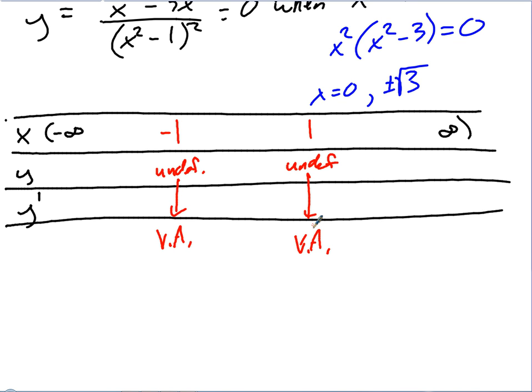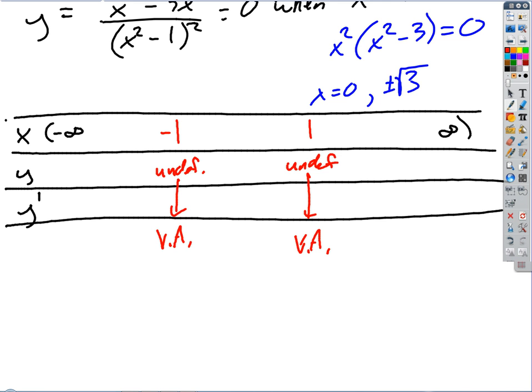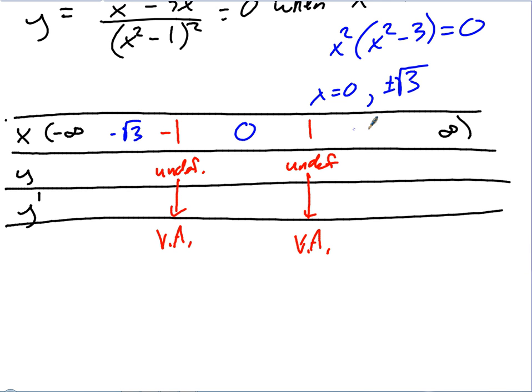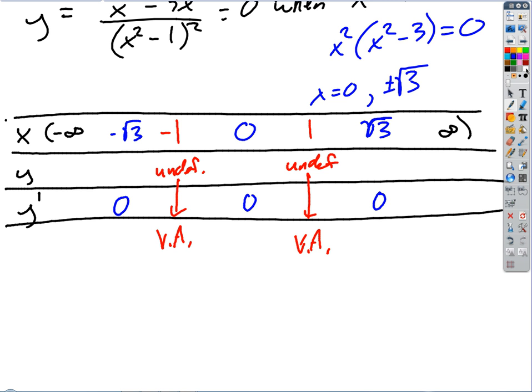So then we had our critical numbers at 0, minus root 3, plus root 3, and those were all zeros of the first derivative. Okay, so now what? You take it from there. Yeah, test points. So what would be some logical test points here?